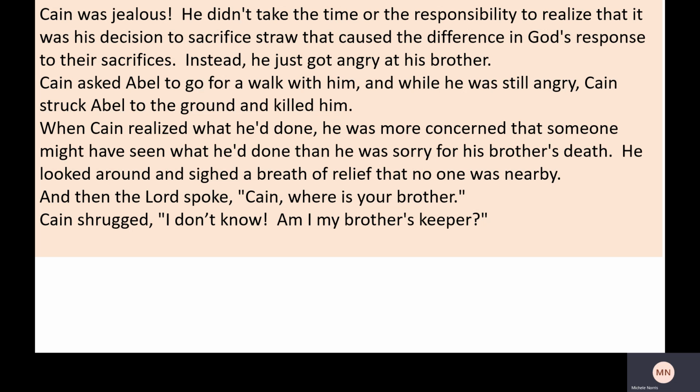He didn't take the time or the responsibility to realise that it was his decision to sacrifice straw that caused a difference in God's response to their sacrifices. Instead, he just got angry at his brother. Cain asked Abel to go for a walk with him, and while he was still angry, Cain struck Abel to the ground and killed him. When Cain realised what he'd done, he was more concerned that someone might have seen what he'd done and was not so sorry for his brother's death. He looked around and sighed a breath of relief that no one was nearby. And then the Lord spoke. Cain, where is your brother? Cain shrugged. I don't know. Am I my brother's keeper?